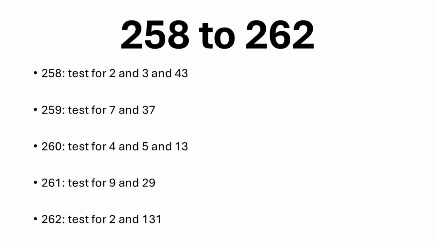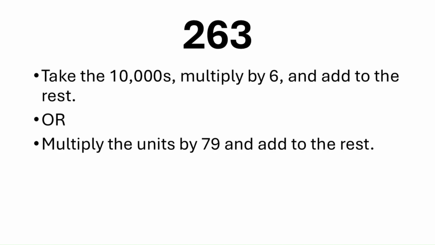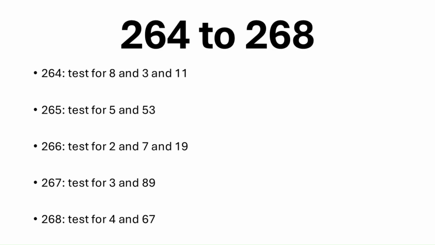258, test for 2 and 3 and 43. 259, test for 7 and 37. 260, test for 4 and 5 and 13. 261, test for 9 and 29. 262, test for 2 and 131. 263. Take the 10,000s, multiply by 6, and add to the rest. Or multiply the units by 79 and add to the rest.